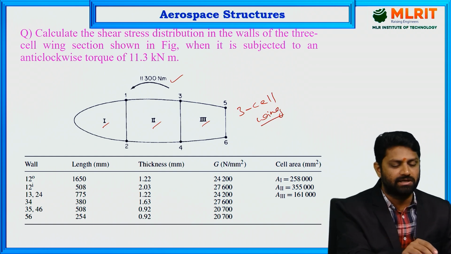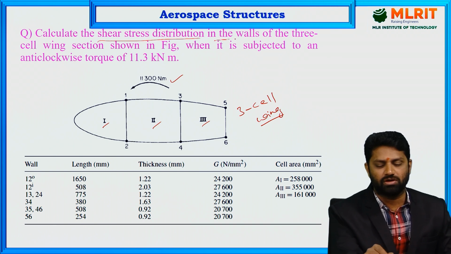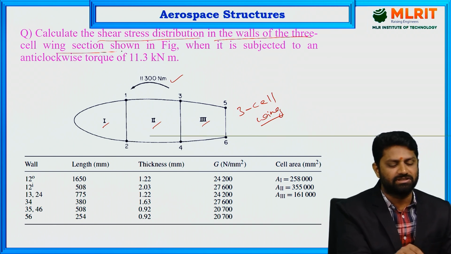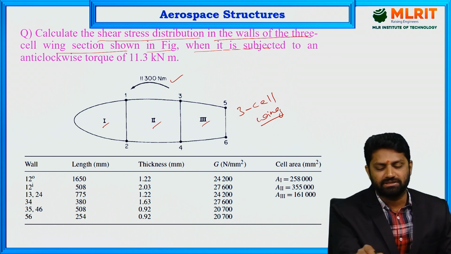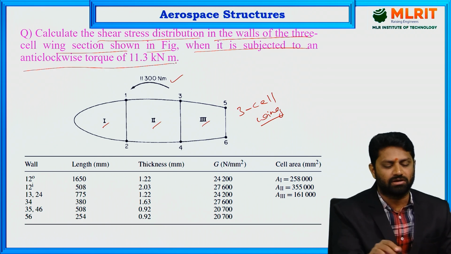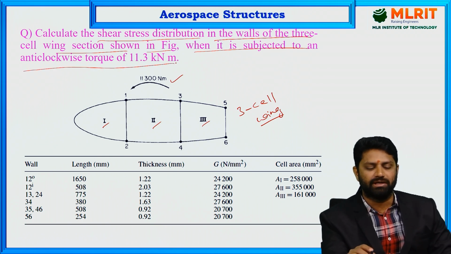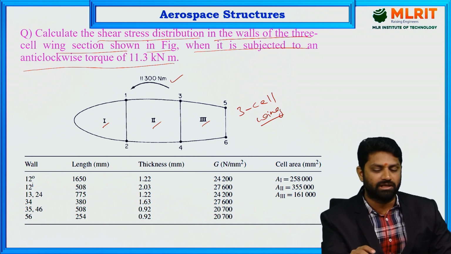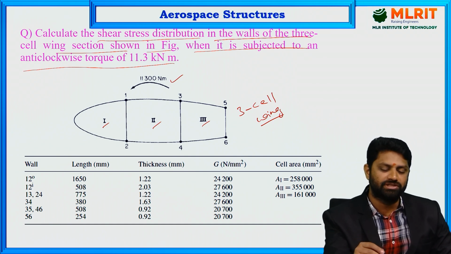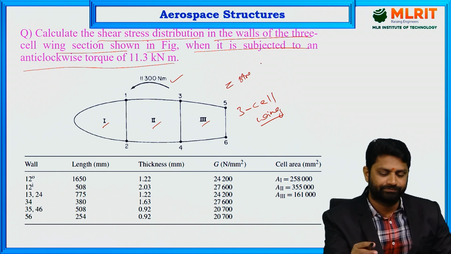He is asking to calculate the shear stress distribution in the walls of the 3-cell wing section shown in the figure when it is subjected to an anti-clockwise torque of 11.3 kilonewton meter. So the shear stress distribution, tau, is what is asked.